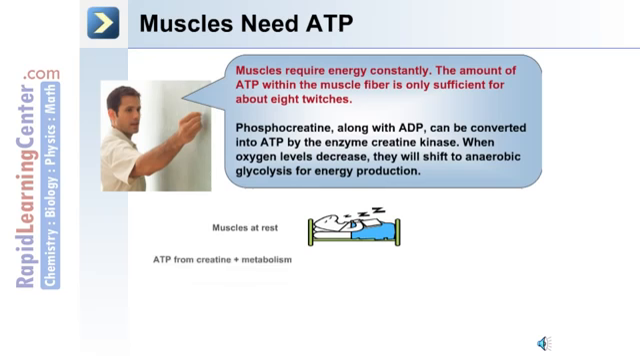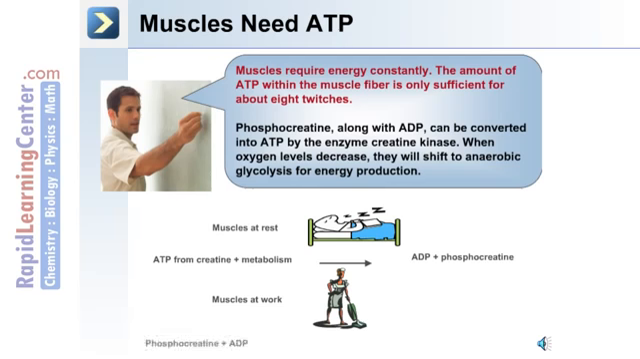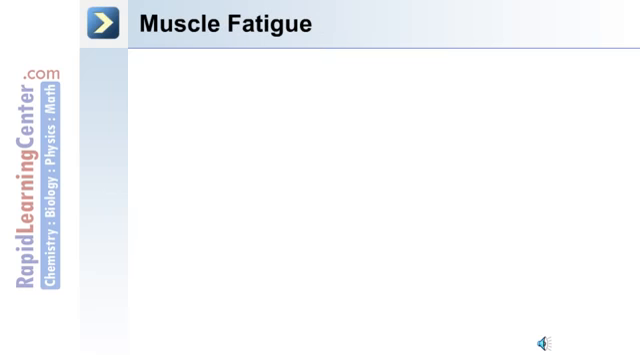When muscles are at rest, ATP from creatine and metabolism can be converted to ADP and phosphocreatine for storage. When muscles begin working, phosphocreatine and ADP through creatine kinase can be converted to creatine and ATP for energy use. With enough work, muscles will begin to tire or fatigue.